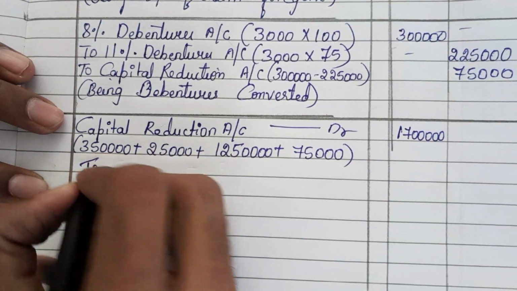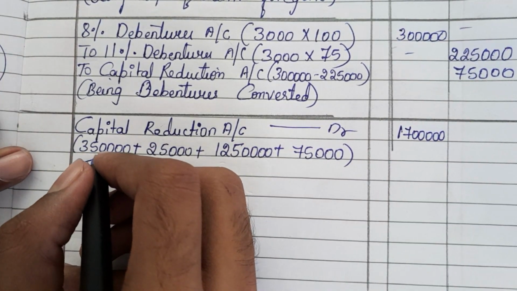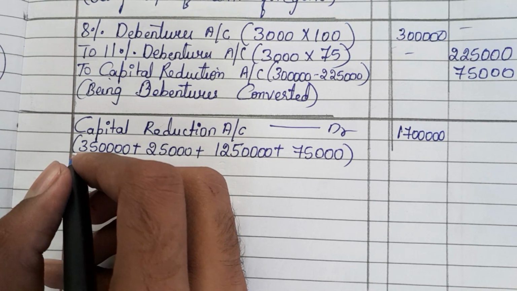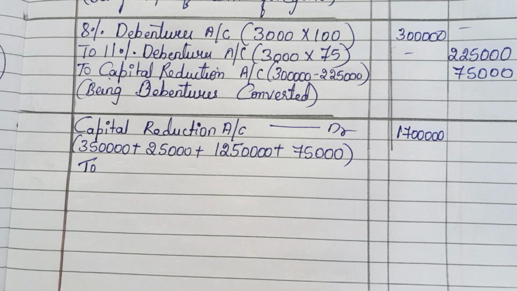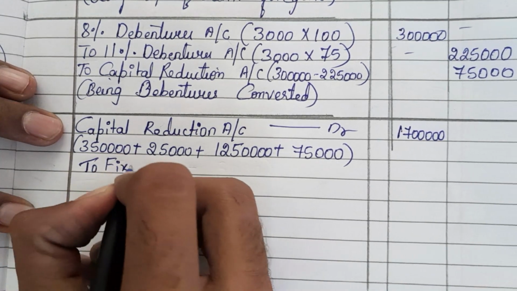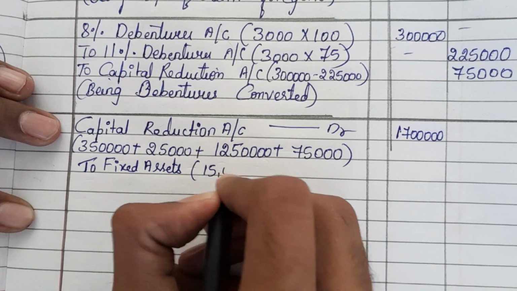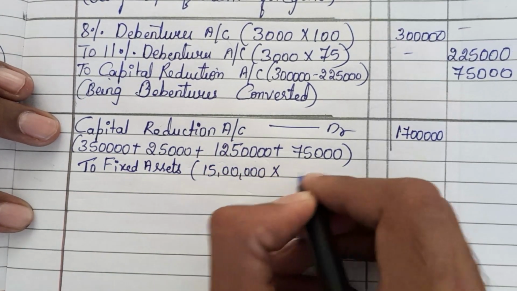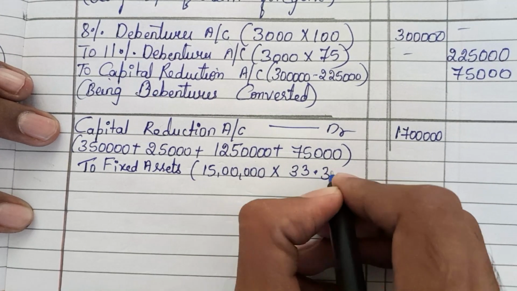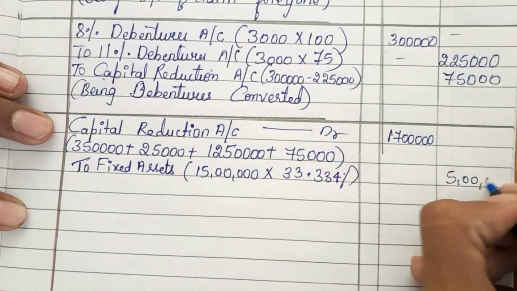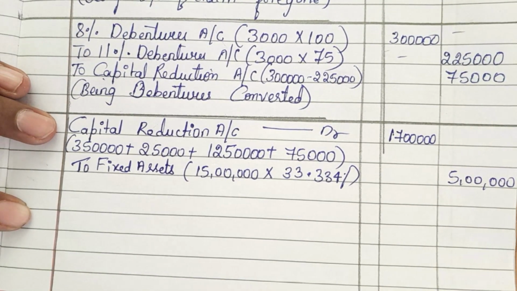Now we need to adjust all the losses. So first what they have told is that the fixed assets are written down by 33.33%. So fixed assets, 15 lakh into 33.333, you can take 33.33 percentage, you will get 5 lakh.